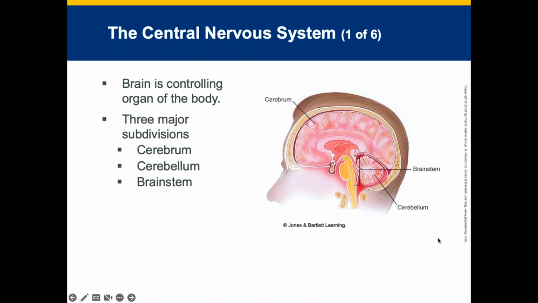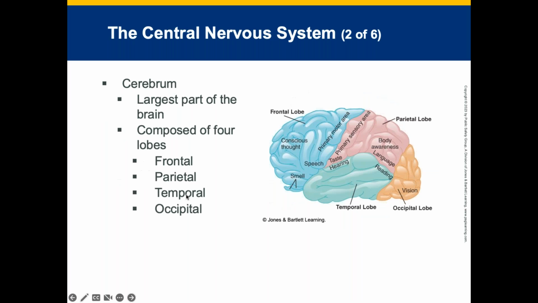So the central nervous system, with the brain, is controlling the organs of the body, the center of consciousness, and has three major subdivisions: the cerebrum, the cerebellum, and the brainstem. The cerebrum is the largest part of the brain, called the gray matter, composed of 4 lobes: frontal, parietal, temporal, and occipital. The brain cells in the area generate impulses that are sent along nerve fibers that extend from each cell into the spinal cord.